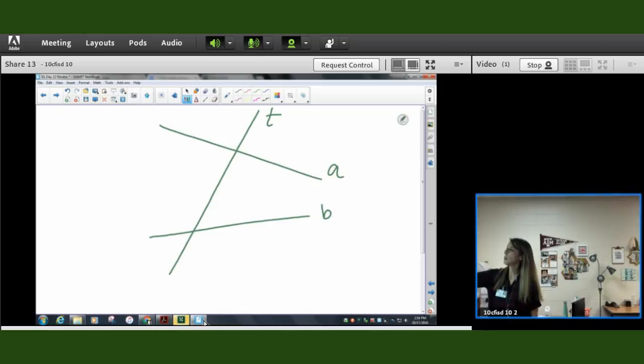And if this symbol shows up on the test, let me show you what it looks like. A is not parallel to B. When we learned the vocab, the lines did not have to be parallel for the vocab to be true. Let's start going over some vocab.